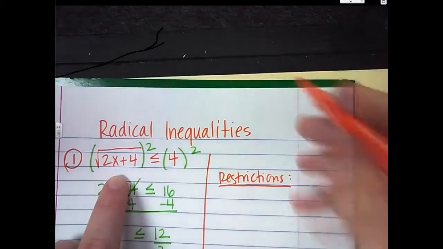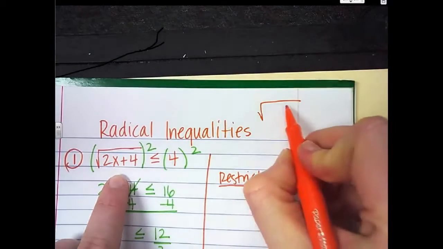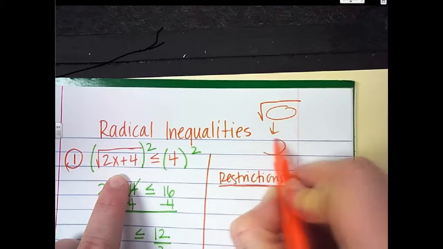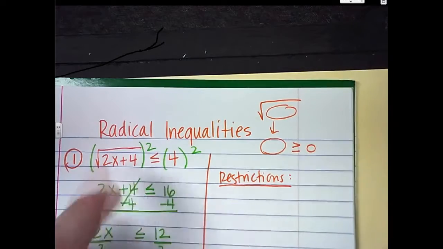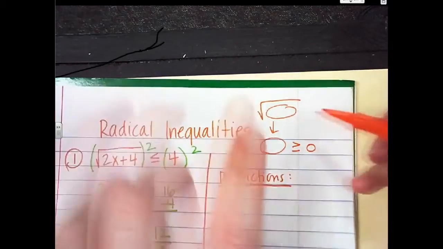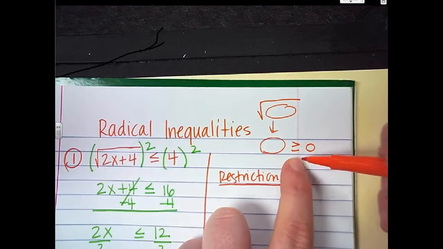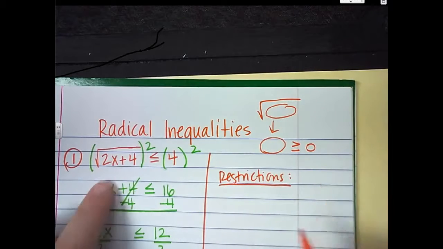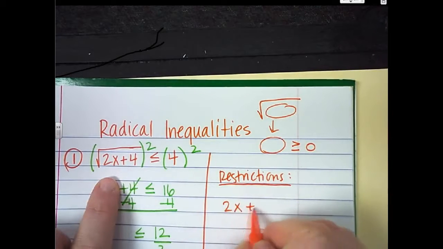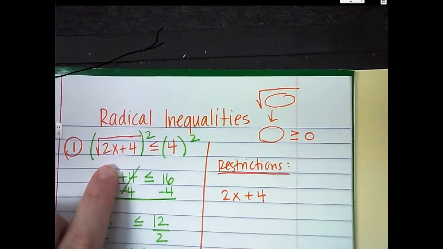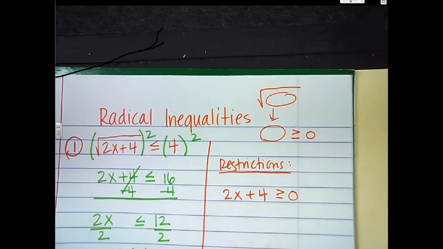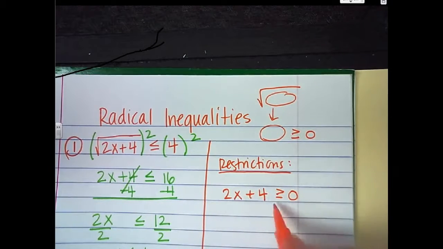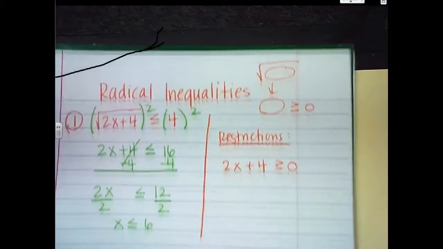So when I'm doing a square root, I need everything under this square root to be greater than or equal to 0. So everything under the square root, every single time I'm going to set it greater than or equal to 0 to see what x can be or not be. So I'm going to take 2x plus 4, what's under the square root, and set it greater than or equal to 0. So this doesn't change. Your restrictions here is always greater than or equal to 0. And this you're just solving for x.